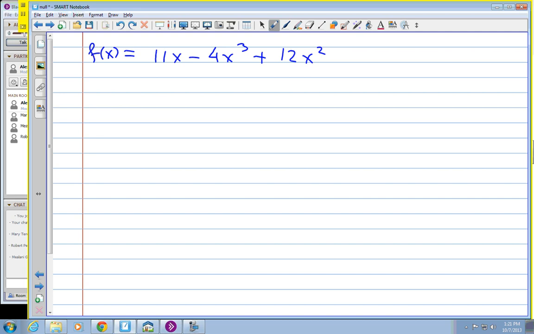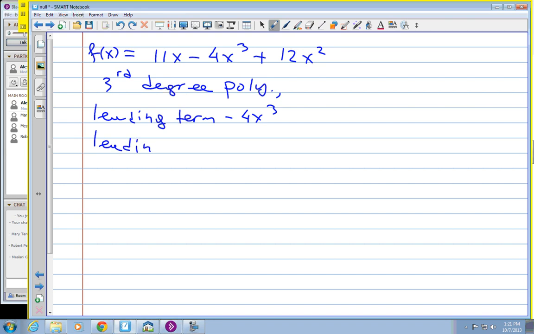so we assume it's 0. Okay, so you're right. So that's a 3rd degree polynomial. So the leading term is negative 4x cubed. The leading coefficient is negative 4. And the constant term is 0. Is that okay? All right.